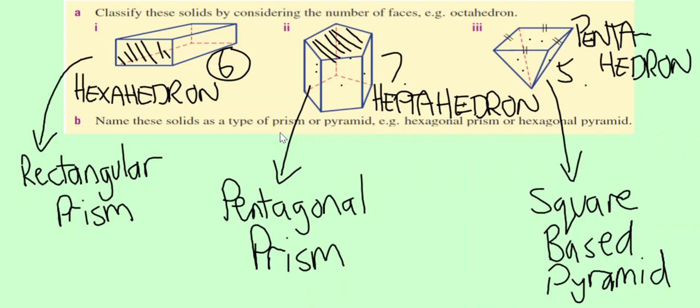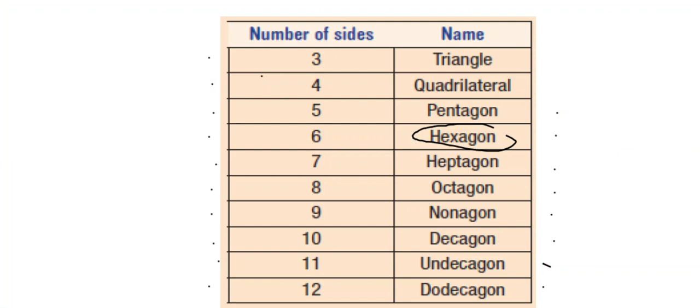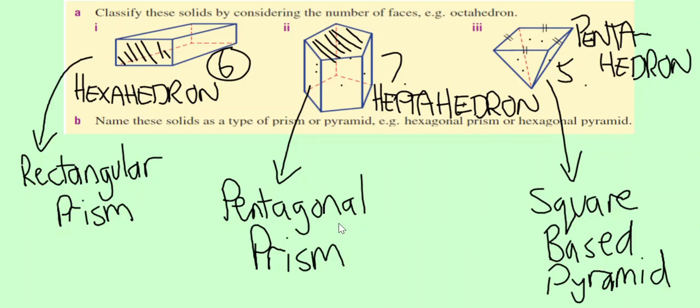Second part, name these solids as type of prism or pyramid. So obviously this first one here, we call that a rectangular prism, because it's got a rectangular face. This one's got a 1, 2, 3, 4, 5-sided shape at the top. So we call that a pentagonal, 5, remember, is pentagon. So it's a pentagonal prism on that one. And this one is pretty much just a square-based pyramid. That's all you need to say for it, because we name the pyramids by the shape of the base. All right, nice and easy.